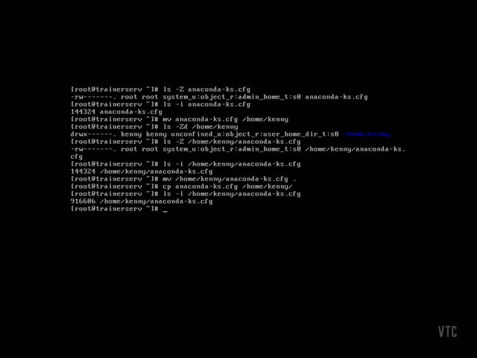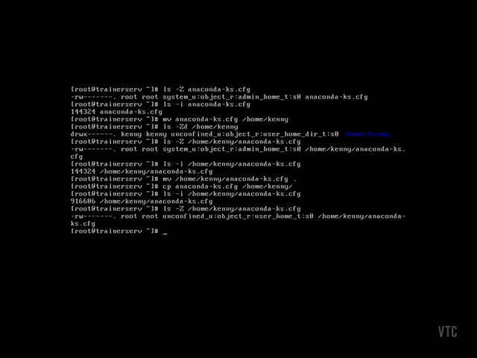Let's take a look at the security context. And since the copy process creates a new copy of the original file in Kenny's home directory, the security context gets inherited from the directory it was created in.